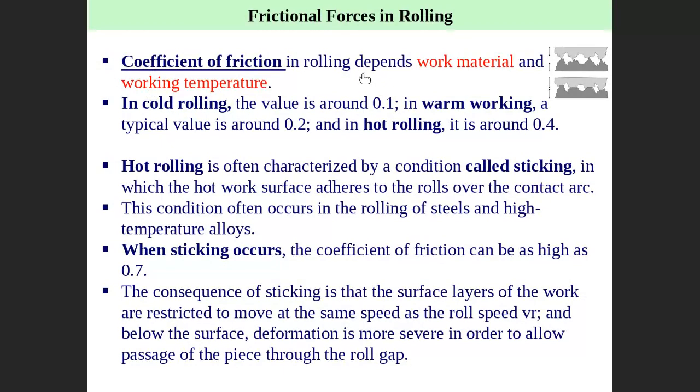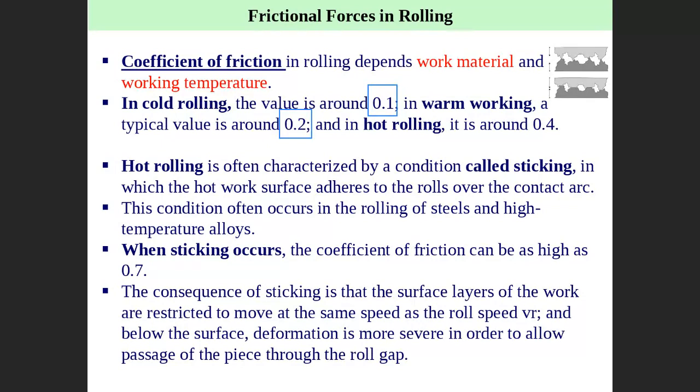It depends on the working material and it depends on the working temperature, right? In cold working, it is around 0.1. Mu is around 0.1. In warm working, it is usually 0.2 because the temperature increases. In hot working, it is usually 0.4.